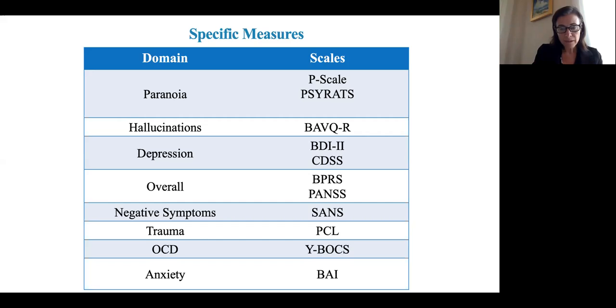Trauma, OCD, anxiety, etc. So you should pick what you're going to make inroads in. What is your treatment going to make inroads in, and you should work on measuring that. So maybe you want to make inroads on paranoia and depression. So you would pick maybe the P scale and maybe the BDI-2. And that would be the measure that you consistently do throughout treatment. Okay, I hope that makes sense to people.